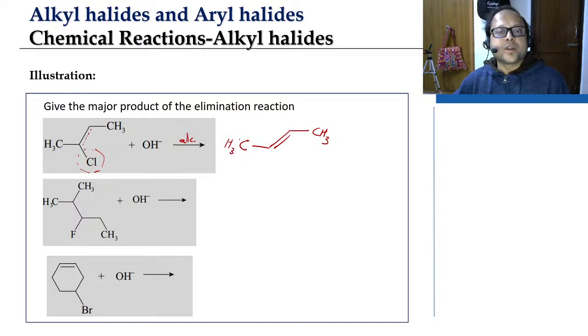Right? So you have got chlorine removed from here. So you have got butene, but butene as the major product, because we have been asked about the major products only. I hope this example is absolutely clear, right?